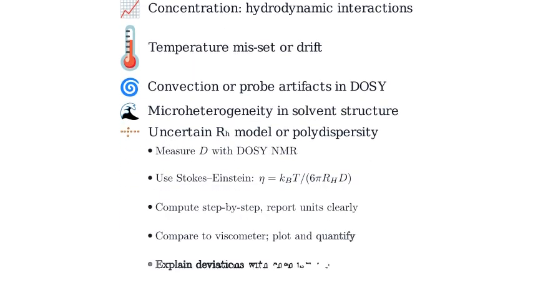Summary: the Stokes-Einstein relation turns diffusion into viscosity when size and temperature are known. For our example, the estimate was within a few percent of the viscometer. Across multiple samples, we quantified bias, root mean square error, and R squared. Interpreting deviations requires both chemical insight about molecular shape and interactions and statistical tools to separate noise from bias.